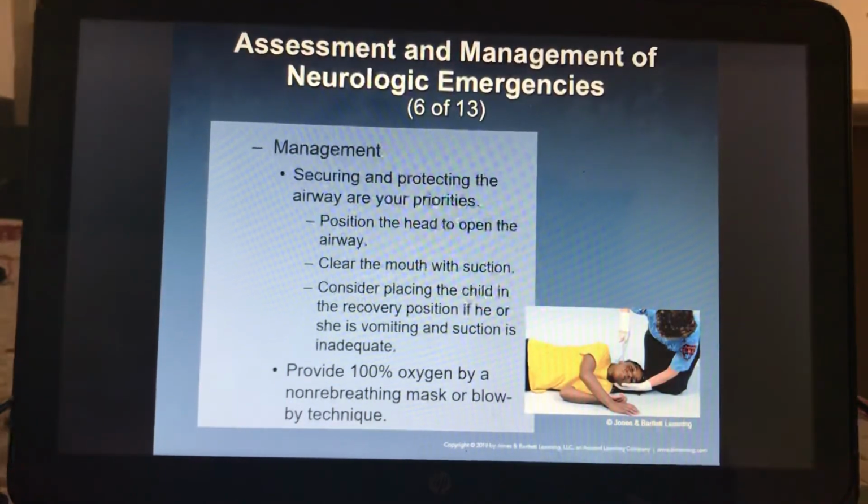Because obviously when they have a seizure, typically they're going to go from a standing position, they're going to fall. Unless they do have an aura and they recognize that they need to lay down, and they'll lay down and have their seizures. That's true as well. Suction, go ahead and suction. Provide 100% oxygen, be a non-rebreather if you can.